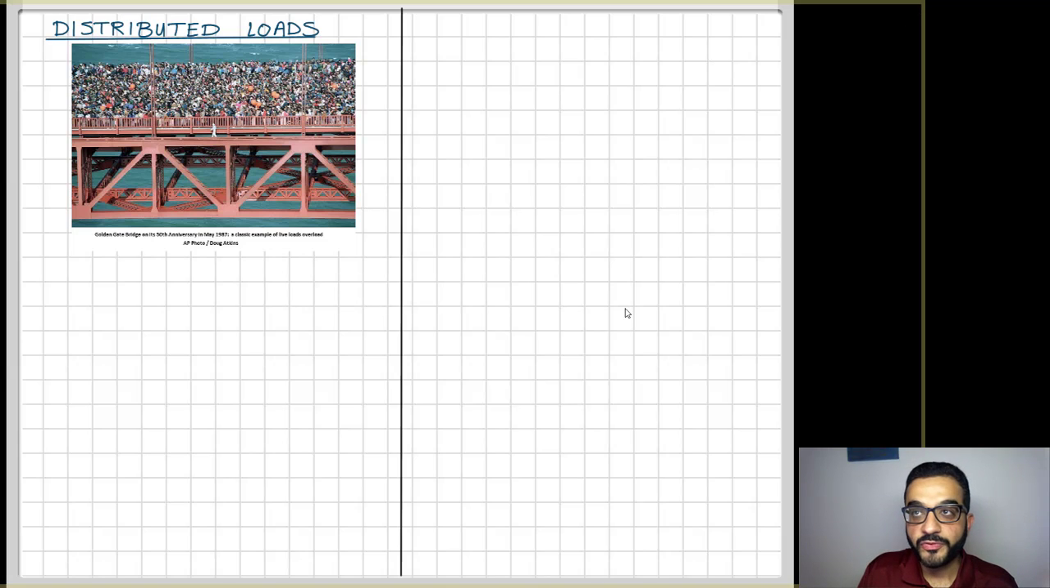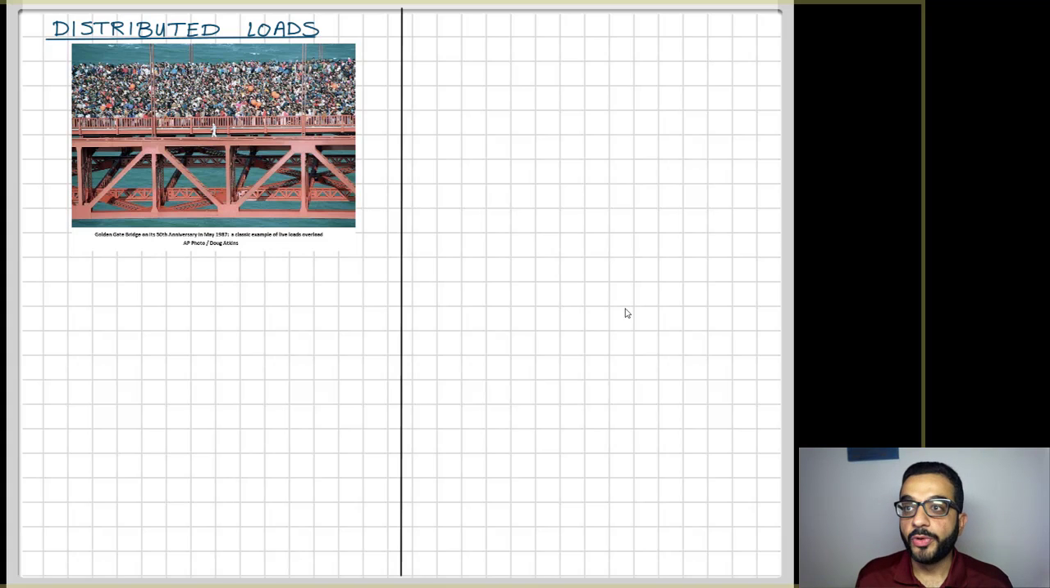Hello and welcome to this video where we will learn about distributed loads and how to deal with them in equilibrium, or analyzing the equilibrium of beams and structures. So we see in this picture here, it's a picture of people celebrating the 50th anniversary of the Golden Gate Bridge. So many people, right?